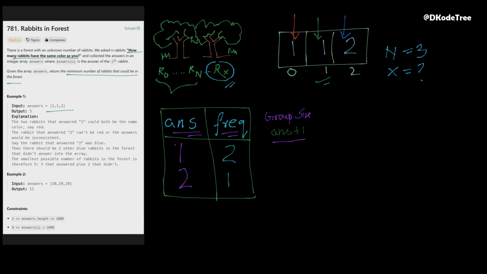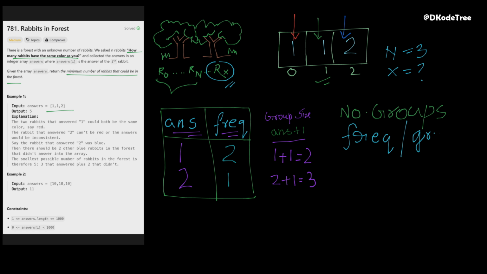Now let's take each key value pair from the frequency map and calculate the group size. So that is 1 plus 1 for the first answer is equal to 2. 2 plus 1 for the second answer is equal to 3. Now it's easy to calculate the number of groups using the group size and frequency just by dividing the frequency by group size.